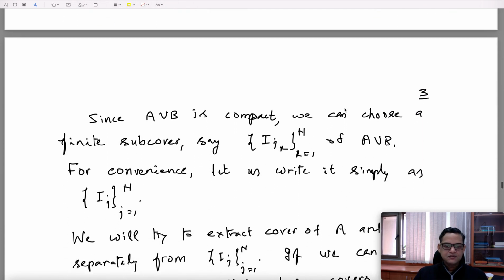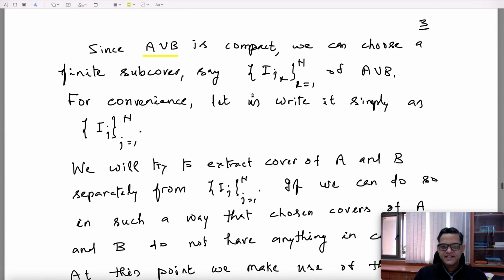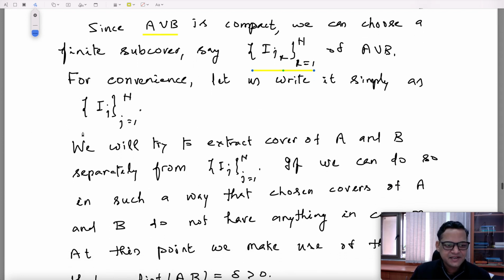Now we are going to make use of the fact that the set which we are working with is compact, and hence we can choose a finite subcover of it, because we have a cover by open intervals, so it's an open cover. Just for convenience, as earlier also we have done this, I will not write I suffix j comma k, rather I will just denote them I_j. And j is varying from 1 to some finite number n. This is just for convenience. You can rename these intervals that you have picked.